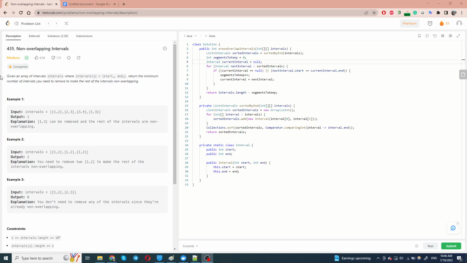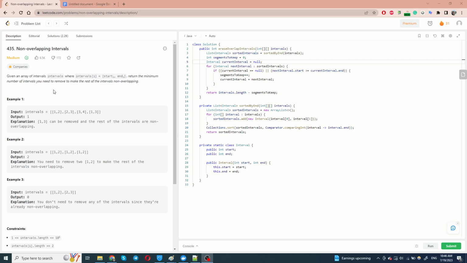The problem statement is quite concise. We are given an array of intervals. Each interval is defined by its start and its end, and we need to return the minimum number of intervals we need to remove to make the rest of the intervals non-overlapping.